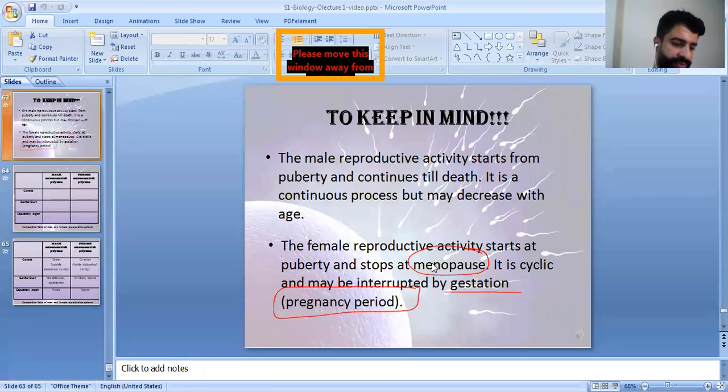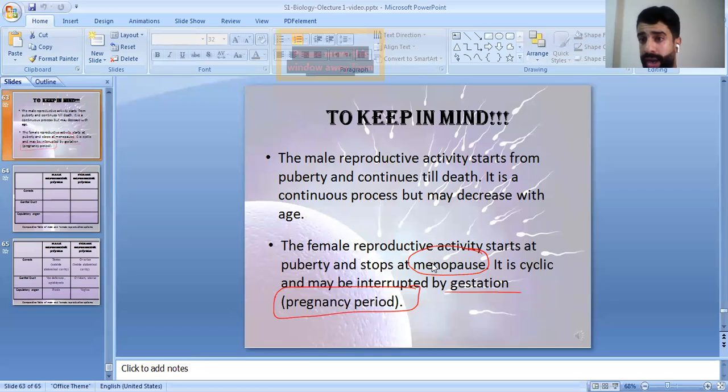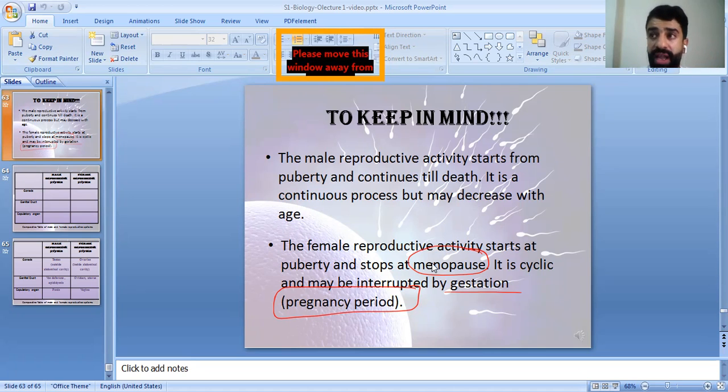The male reproductive activity. Sometimes you hear that some males, for example, at the age of 60, 70, or even 80, can have a baby, meaning they can fertilize a female. Why? Because the male reproductive activity starts from puberty, من البلوغ, and continues till death, لحد ما يموت. This is a continuous process, but it may decrease with age, meaning that the activity, the number of sperm cells, the motility and the quality of the sperm cells will decrease by age. Sure, because the cells are aged.